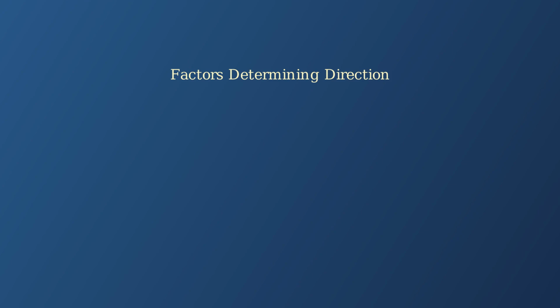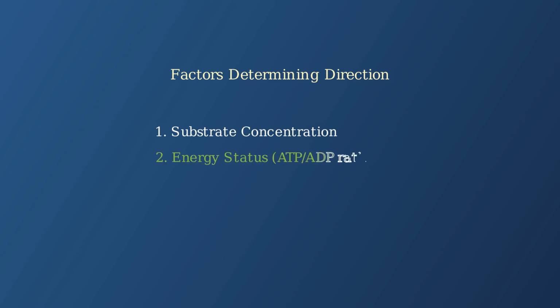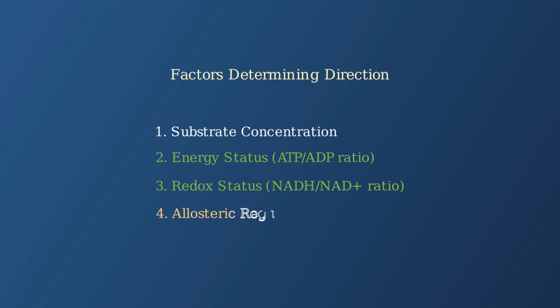The actual direction depends on several key factors. First, substrate concentration gradients push reactions toward product formation. Second, the cell's energy status, reflected in ATP to ADP ratios, affects reactions requiring these cofactors. Third, the redox status of the cell, measured by NADH to NAD+ ratios, influences dehydrogenase reactions. Finally, allosteric regulators can activate or inhibit specific enzymes, shifting the pathway direction.